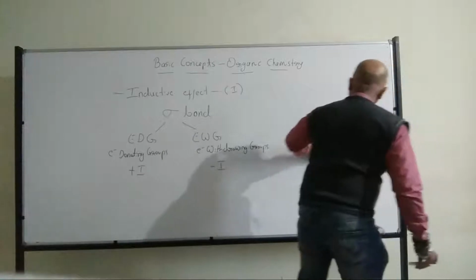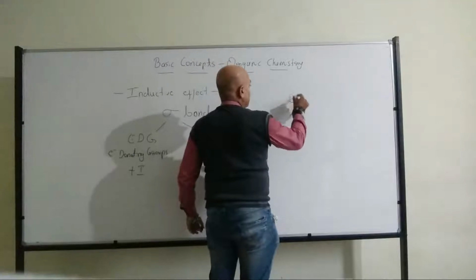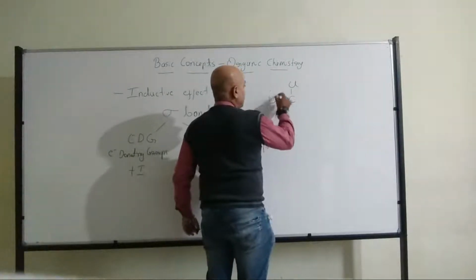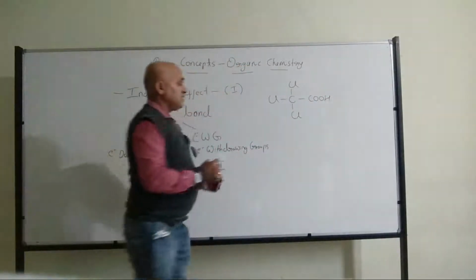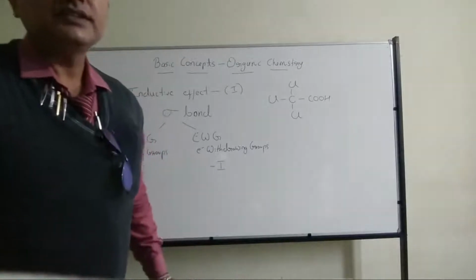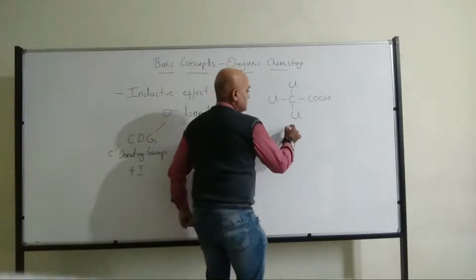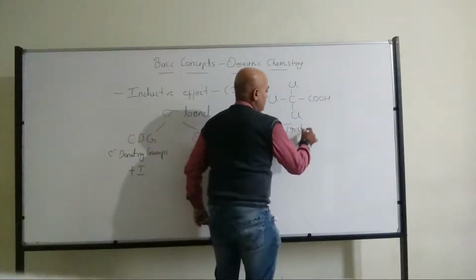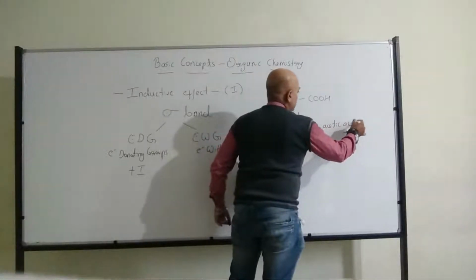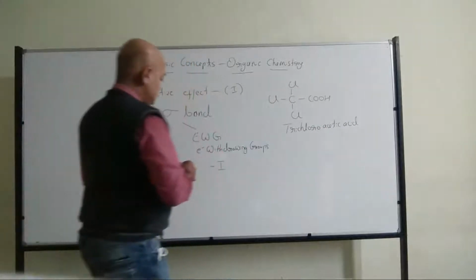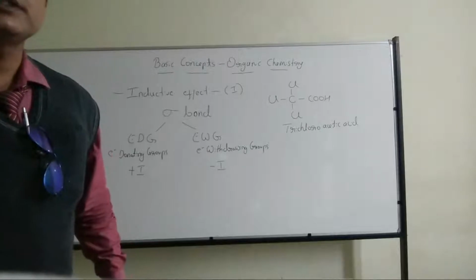Now I have taken another example, CCl3COOH. Which molecule is this? This molecule is nothing but trichloroacetic acid, or trichloroethanoic acid. Anything is fine. Trichloroacetic acid, TCA. Yes, Bhumika, absolutely correct.